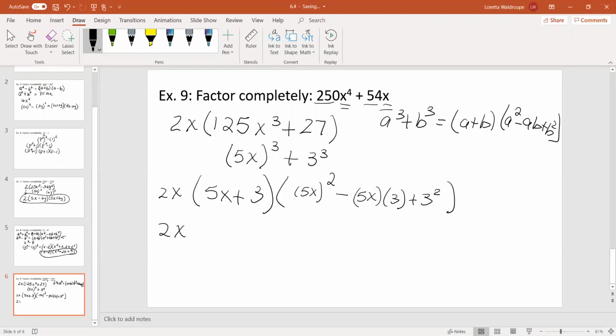Again, all we have to do, since we already factored out our common term, what do you get when you square 5x or take 5x times 5x? 5 times 5 is 25. X times x is x squared. Negative 5x times 3 is a negative 15x, and 3 squared is 9.